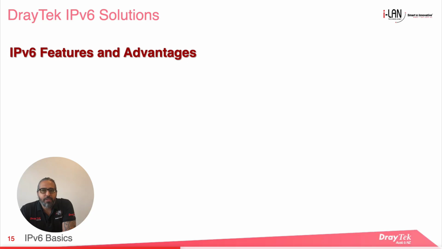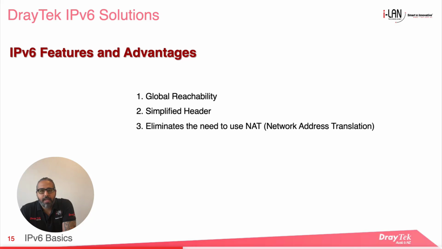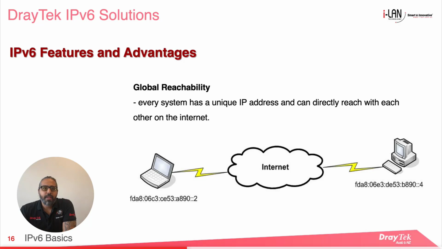Now we look into IPv6 features and advantages. These include global reachability, simplified header, it eliminates the need to use NAT or network address translation, auto configuration, and no broadcast. Let's go through some of these in a little more detail. In IPv6, every device has a unique IP address and they can directly communicate with each other over the internet.